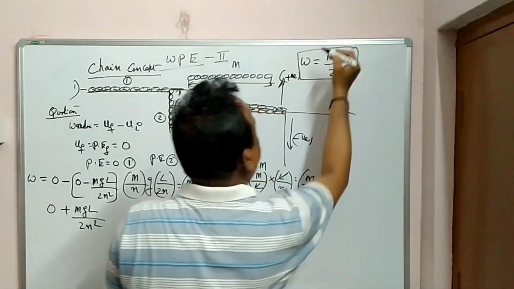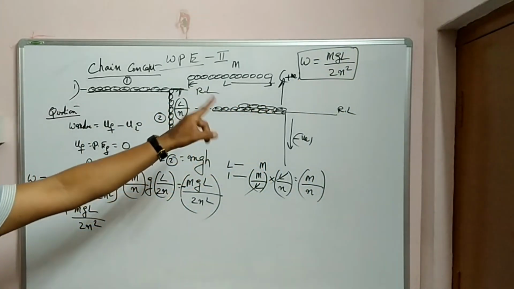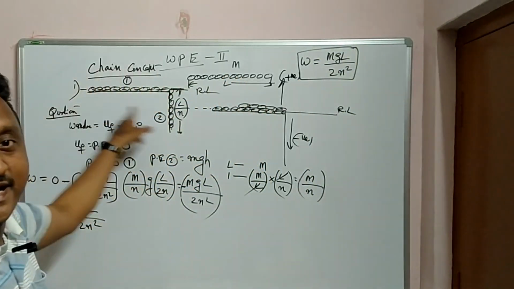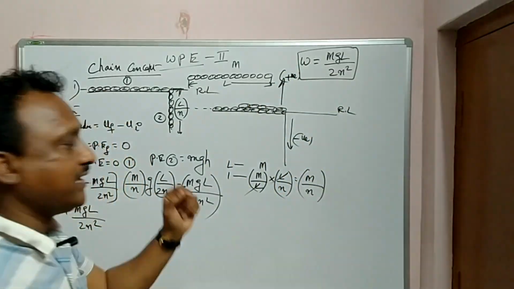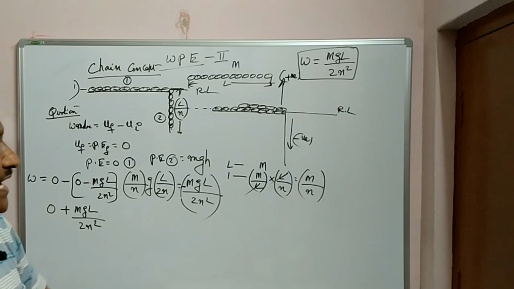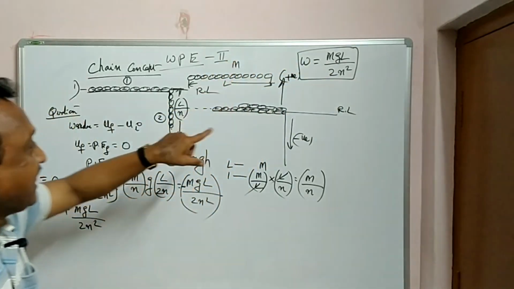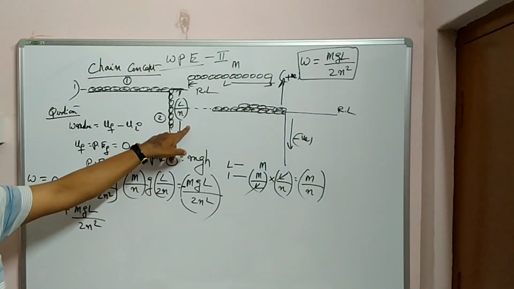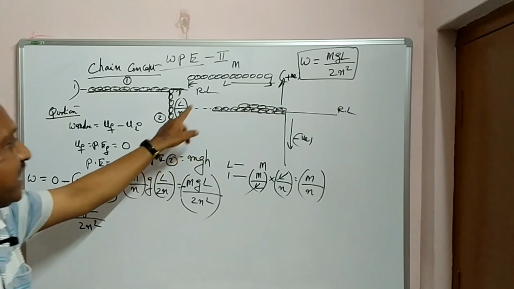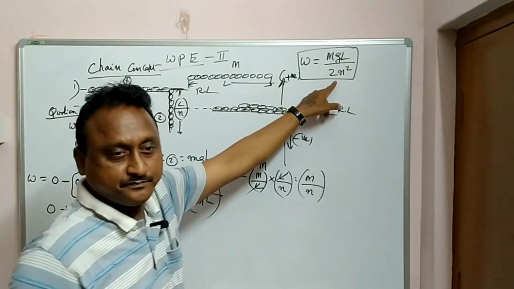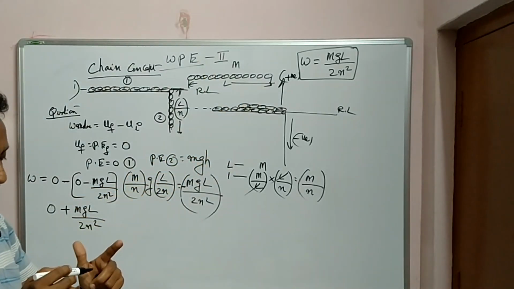Very very important formula. This formula is very very important. M is mass of the entire chain, L is length of the chain, g is acceleration due to gravity, 9.8 or 10 meter per second square. n అనేది ఇక్కడ ఏంటి? హ్యాంగింగ్ పార్ట్ వాల్యూ. ఒకసారి అంటే 1/4, 1/5, 1/6. That value is nothing but n value. n is called the hanging part.